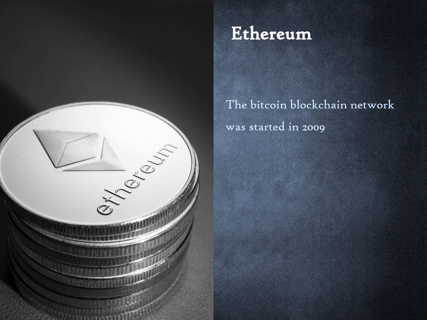The Bitcoin blockchain network was started in 2009. The Ethereum blockchain network was started in 2015. In this lesson, we will learn how Ethereum and Bitcoin are similar and how they are different.